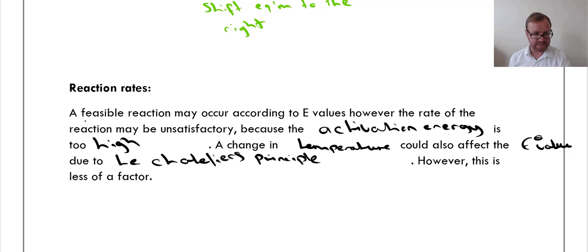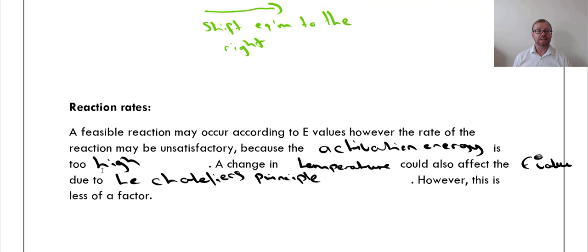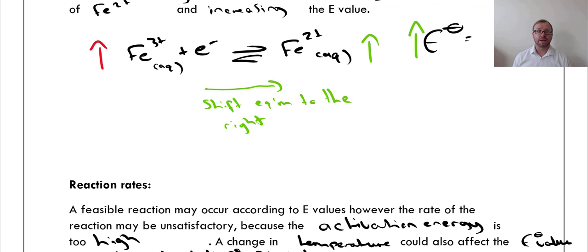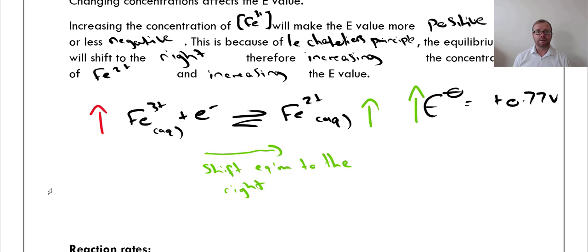However, this is less of a factor, and that's because these reactions might be exothermic or endothermic, and if they are exothermic or endothermic, then obviously it will affect the position of the equilibrium. But this doesn't really affect the overall cell potential as much as changes in concentration.